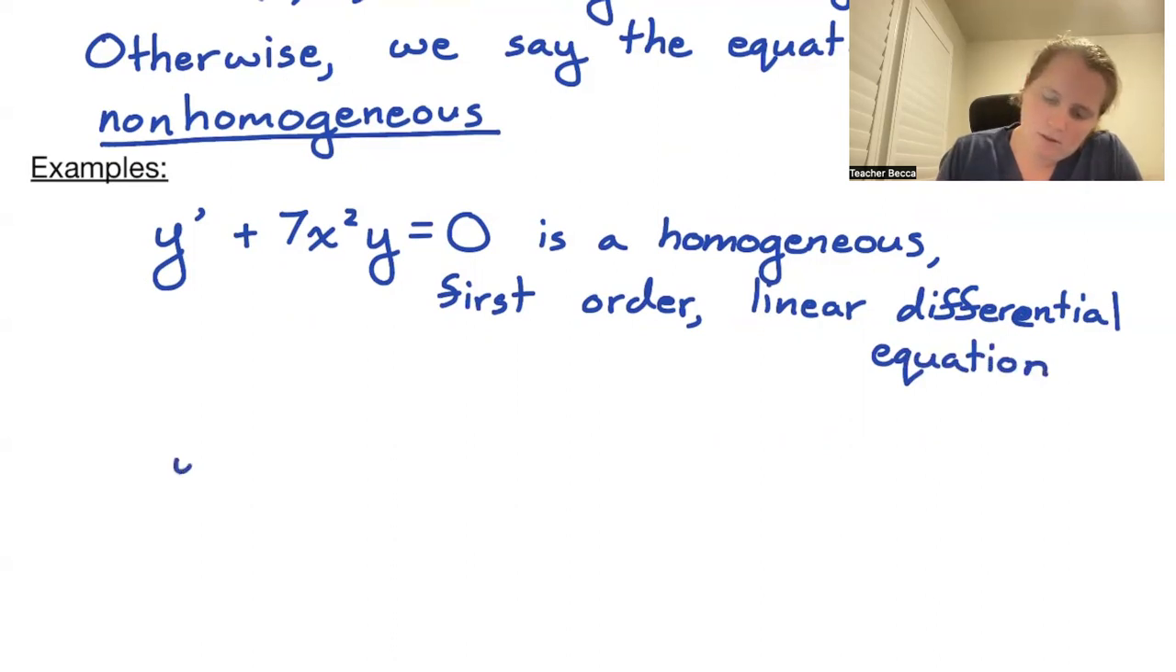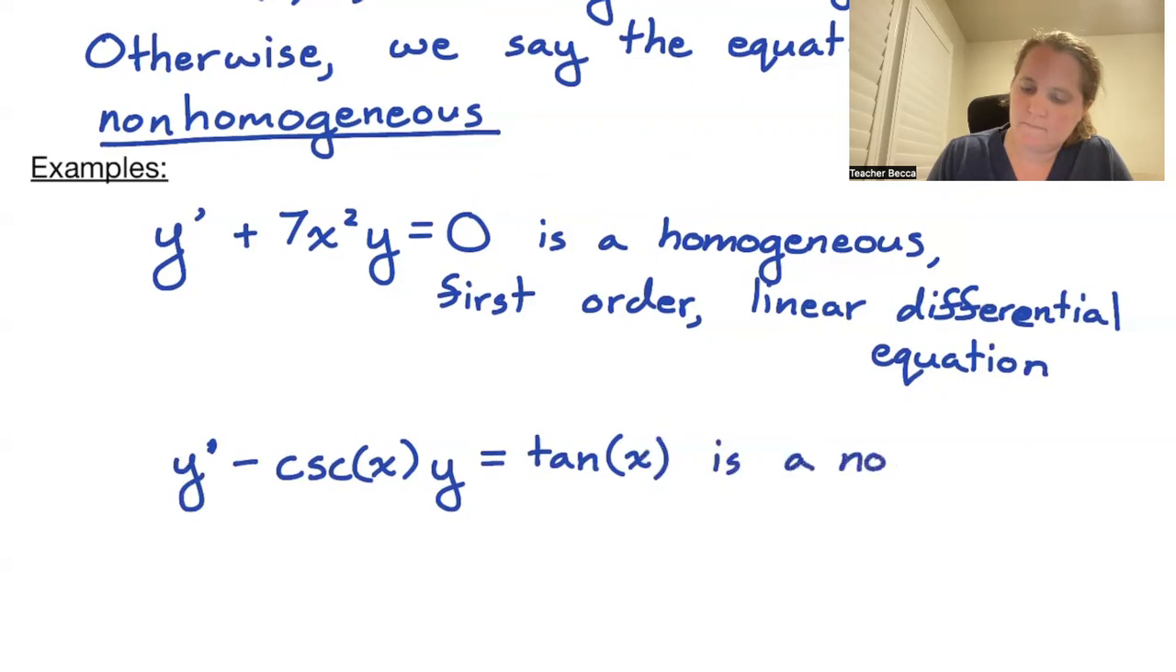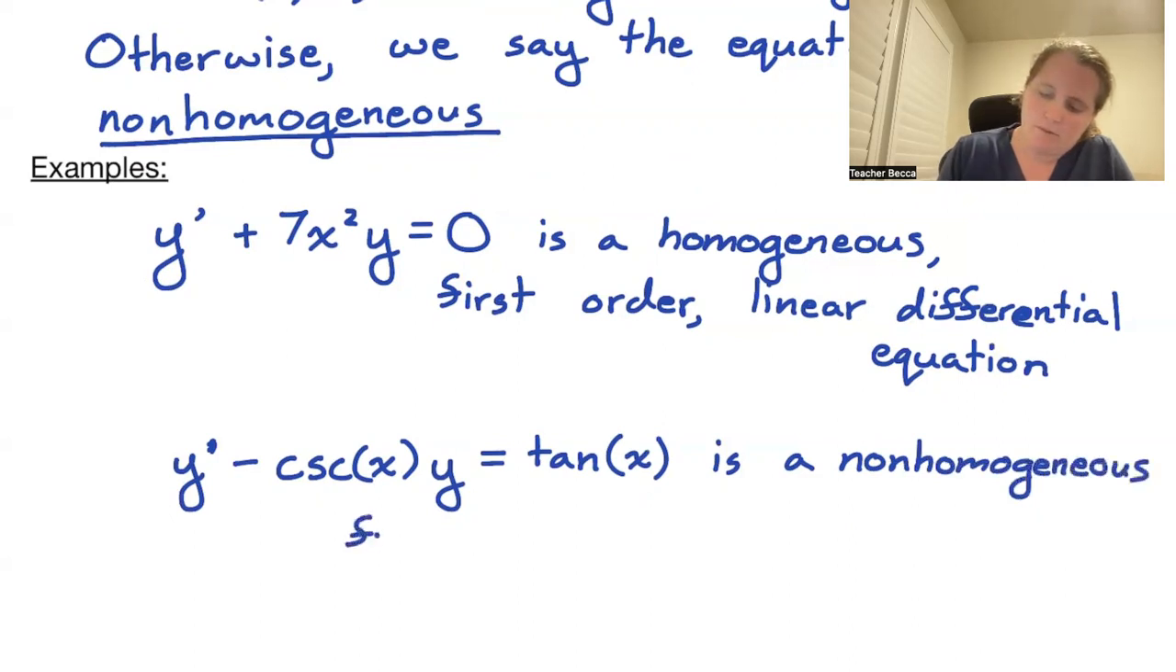Similarly, y prime minus cosecant x times y equals tangent of x is a non-homogeneous first order linear differential equation.